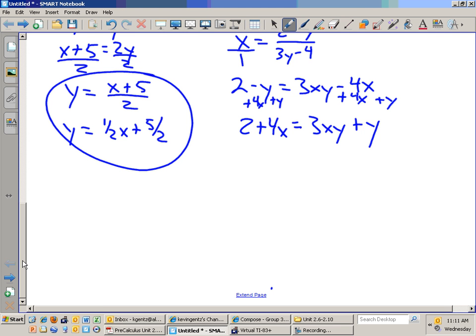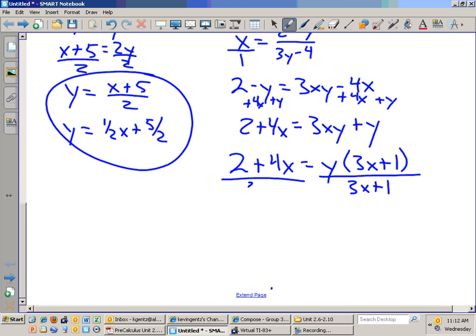Now what? Factor out the y. So I get 2 plus 4x equals y times 3x plus 1. Beautiful. Now what? Divide off the 3x plus the 1. And you get y is equal to 2 plus 4x over 3x plus 1. That is, in fact, the inverse.